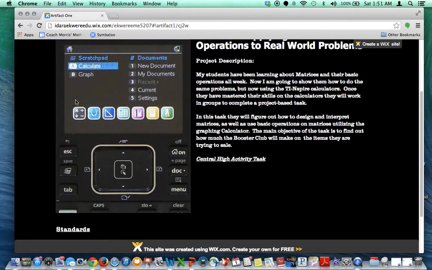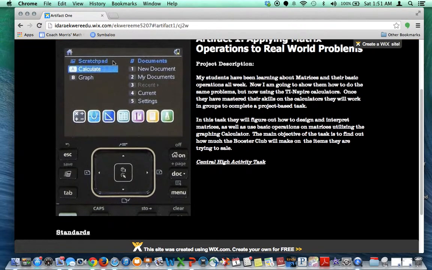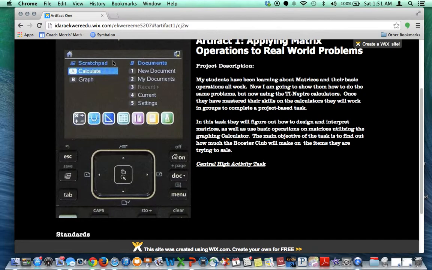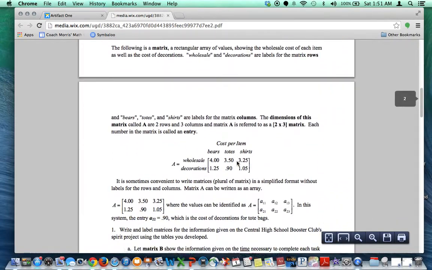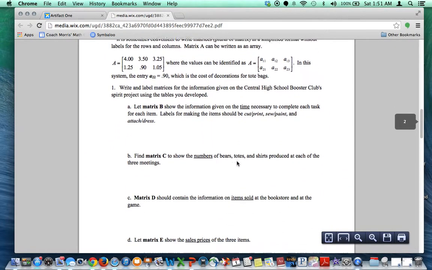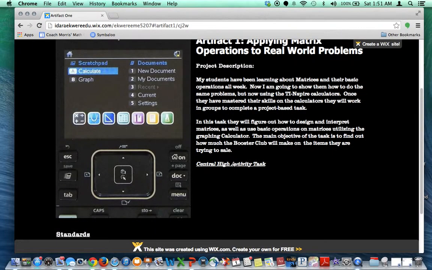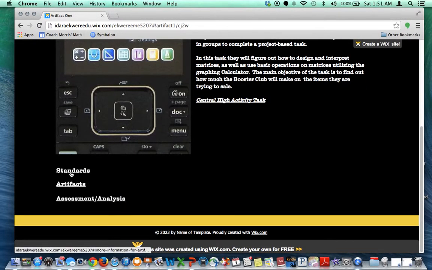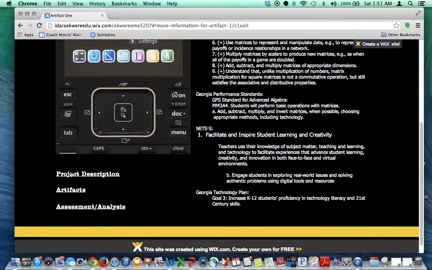all I did was give them a standard-based task to complete, and they had to utilize the TI Inspire calculators. And for a lot of them, this was their first time using it, adding and subtracting matrices with a real life situation. And this was the worksheet they had to fill out. These are the standards they had to adhere to.